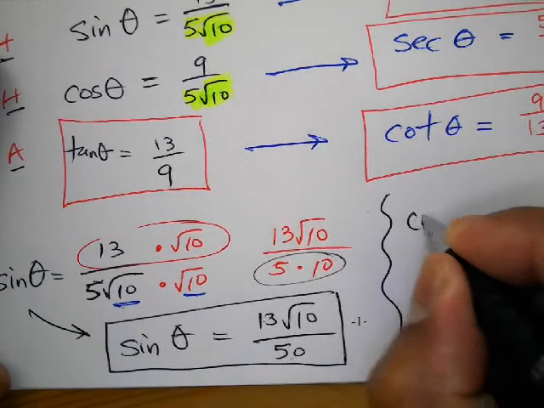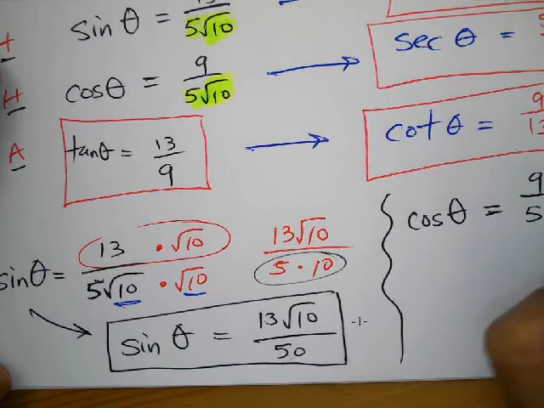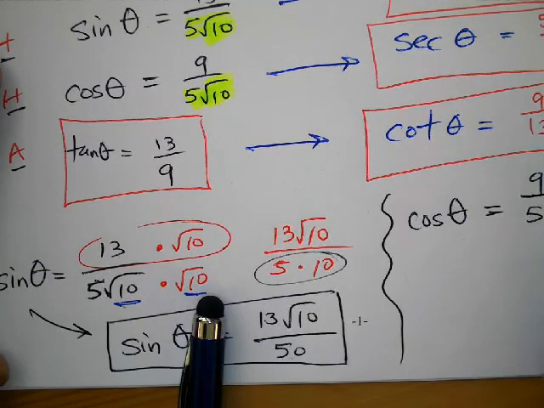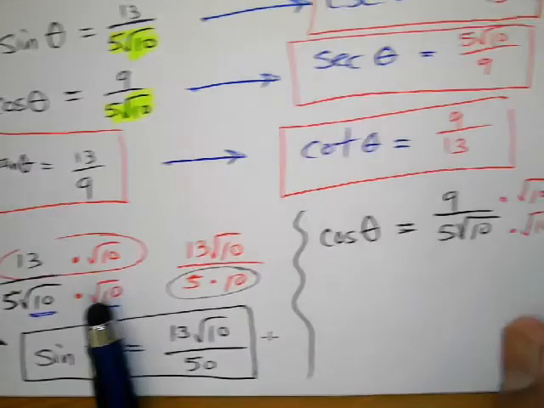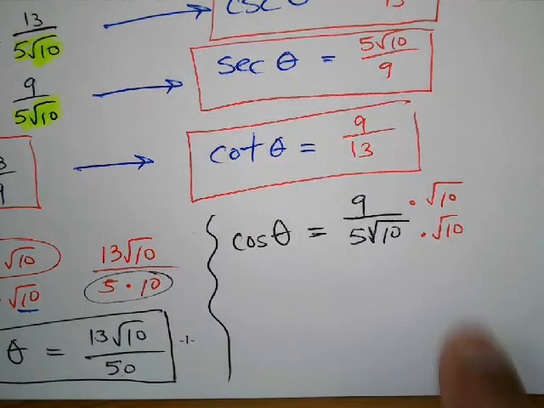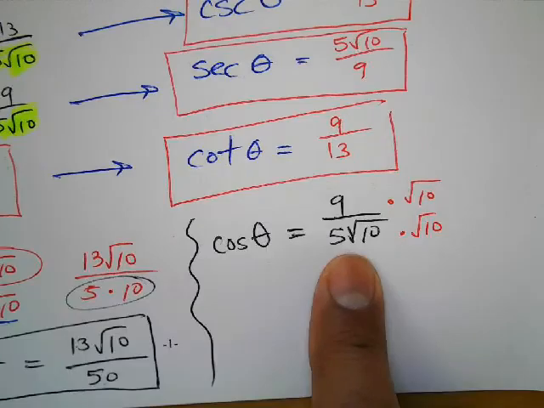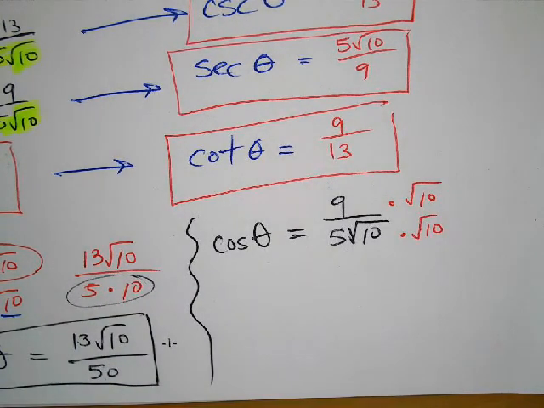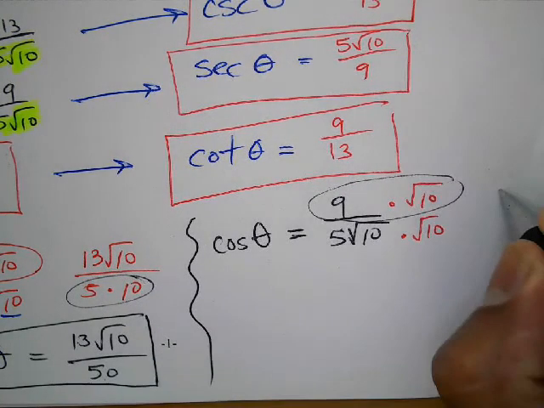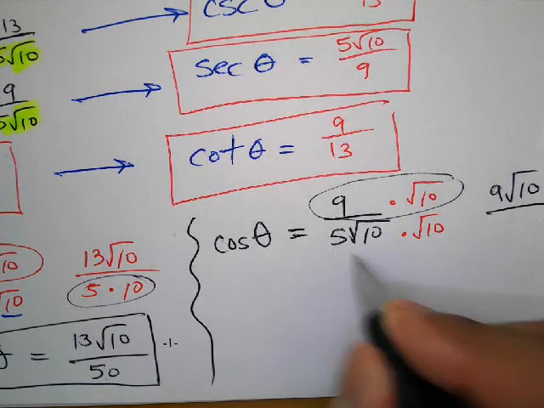We got to fix cosine also, this one right here. All right, let's do it here. Cosine is, what do we get? 9 over 5 root 10. So I got to multiply by what? The square root of 10, the square root of 10. Cosine was 9 over 5 root 10, so I just copied it over here. I'm doing the work over here. I can't leave this radical on the bottom, so I have to do this. So that's going to be what? This, when you multiply it, is 9 root 10.